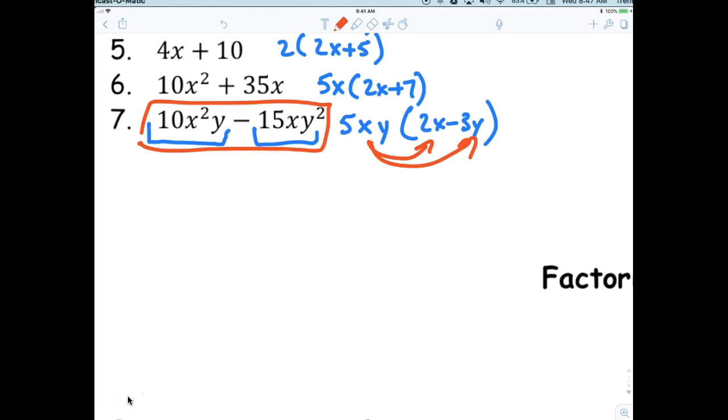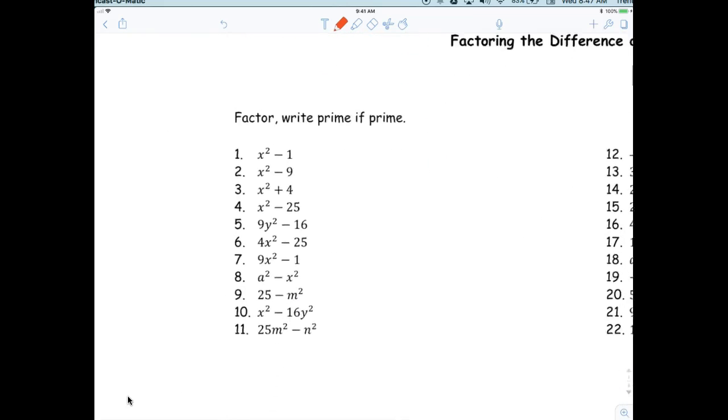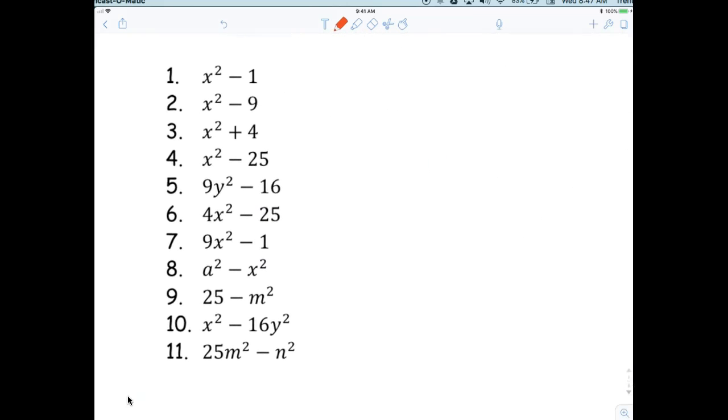All right. Now, difference of squares. Literally, this should take seconds. At this stage of the game, you ought to be able to say, number one is what? X plus 1, X minus 1. Number two should be X plus 3, X minus 3.